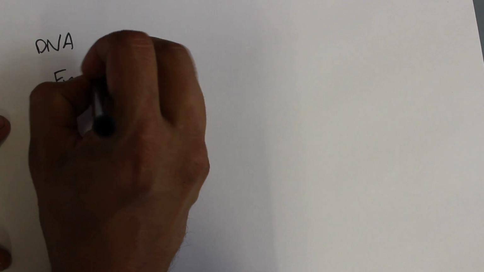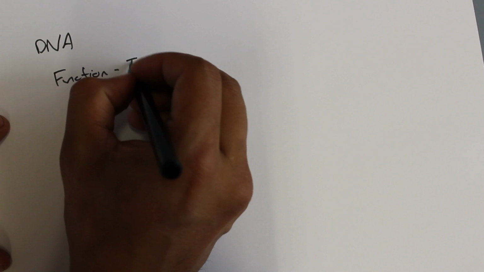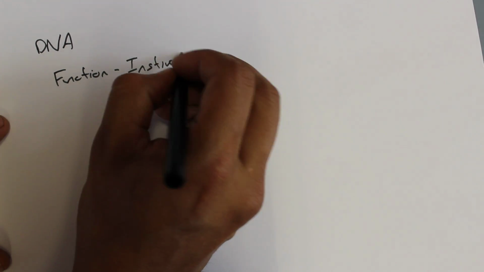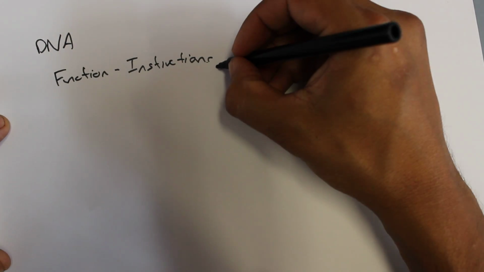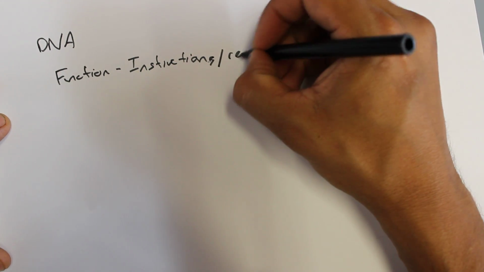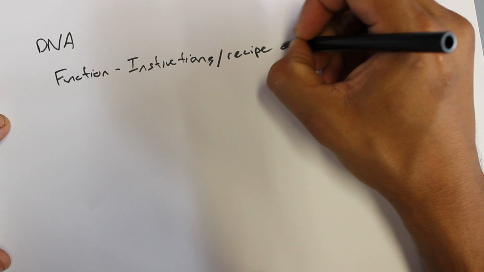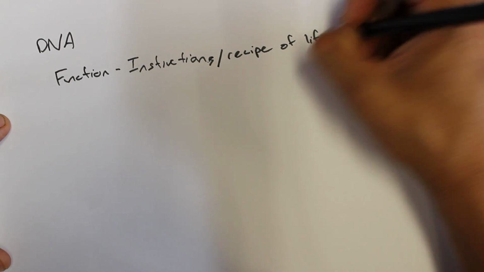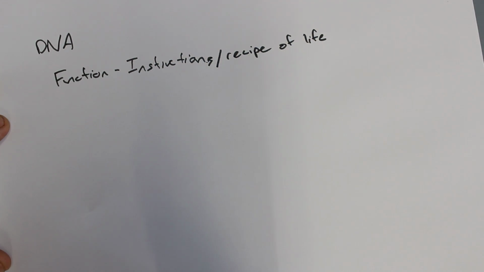Today we're going to look at the job of DNA. What is its function? Now, the function of DNA is simply a set of instructions. Or, like some people have called it before, it is a recipe. Often called the recipe of life. So, how does this ladder create instructions to create life?